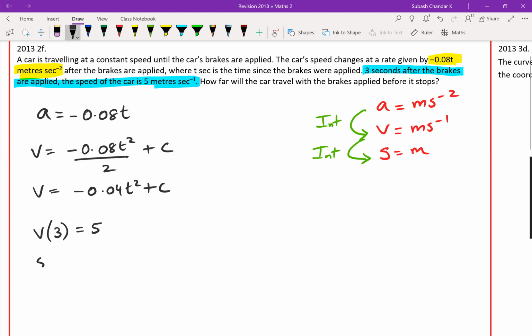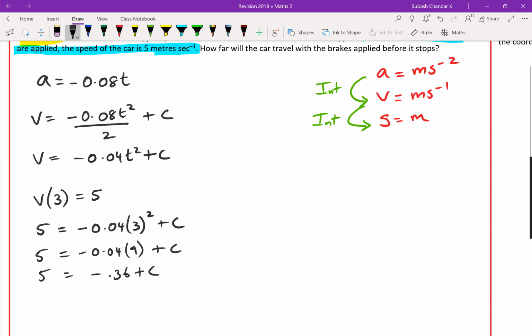So I can rewrite this equation where I substitute 5 and 3, and I can actually figure out what the value of c is. So when I do this, I get 5 equals negative 0.04 multiplied by 9 plus c. I get 5 is equal to negative 0.36 plus c, and then c is equal to 5.36. So the velocity function v of t is now negative 0.04t squared plus 5.36.